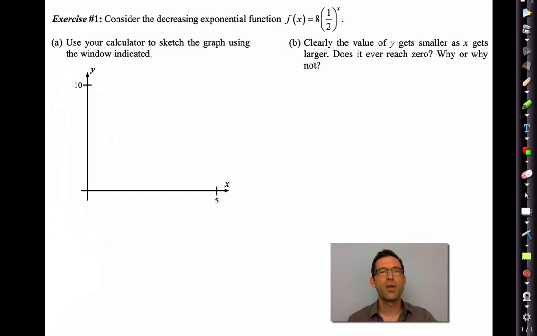Exercise number 1. Consider the decreasing exponential function f of x equals 8 times 1/2 to the x. Letter A says use your calculator to sketch the graph using the window indicated. So, why don't you go ahead and do that? I'm not going to pull out the TI-84 Plus right now. Why don't you put that function in, use the window indicated, and then I'll do a sketch as well.